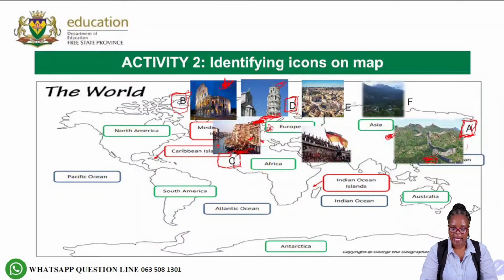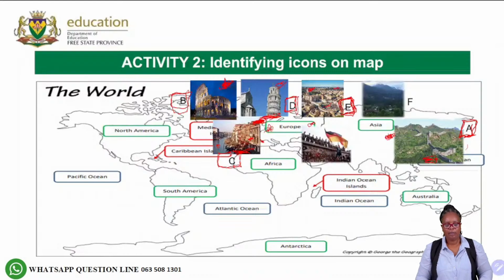And our E, number E, here is number E. Look at number E, also in Europe. We have the dome there, we have the square, we have the buildings. What is it? What is the icon that is having the dome and the square? Look at it again. Check this. It's the Vatican City. The Vatican City that we have done.